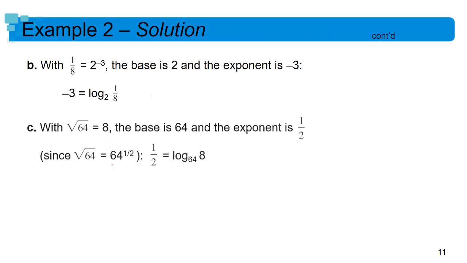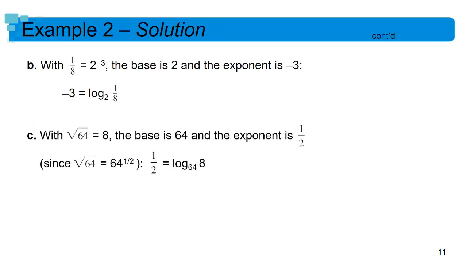Same thing here. We can rewrite it around, right? 2 to the negative third equals 1/8. 64 to the 1/2 power equals 8.